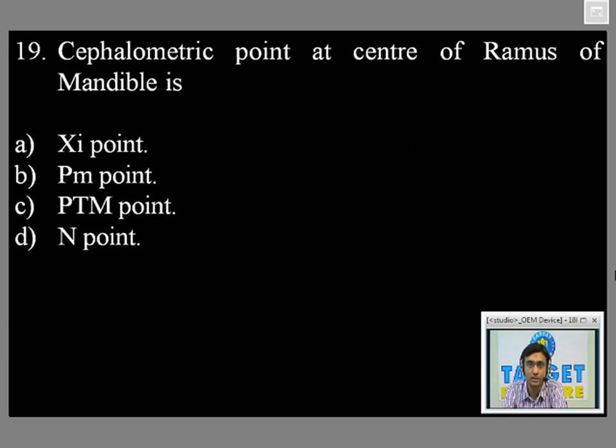Next we come on to the 19th question. Cephalometric point at the center of ramus of the mandible. It is a constructed point considered as the geometric center of the ramus of the mandible, which is the Xi point. It is frequently used in superimposition of the mandible, which will help us to find out the movement of the mandibular dentition.